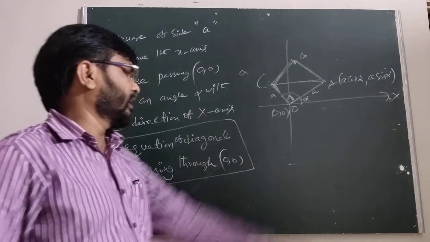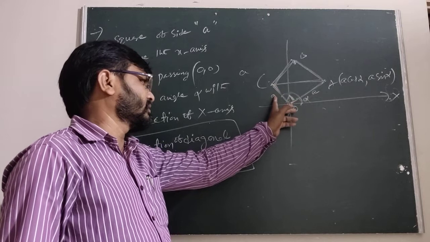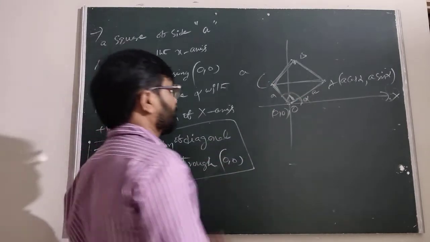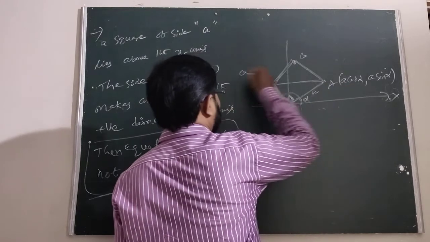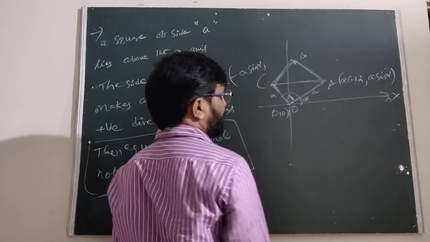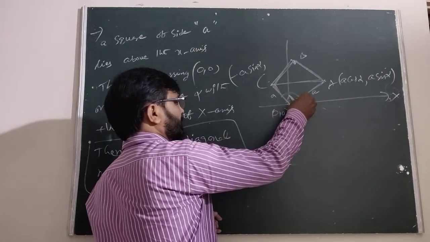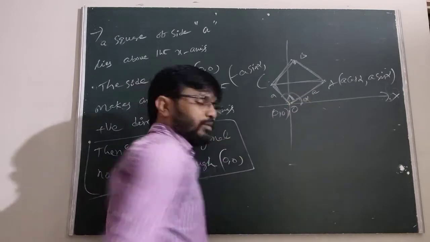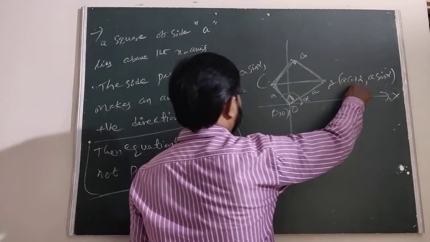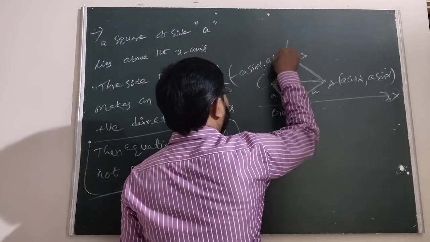Is it clear? This is 90 plus alpha: r cos theta, r sin theta, where r is A, and theta is 90 plus alpha. Cos of 90 plus alpha is in the second quadrant, so it is minus sin alpha. Is it clear? Therefore 0 plus A into sin of 90 plus alpha. Sin of 90 plus alpha in the second quadrant is positive. Therefore cos of 90 plus alpha is minus sin alpha, and sin of 90 plus alpha is A cos alpha.